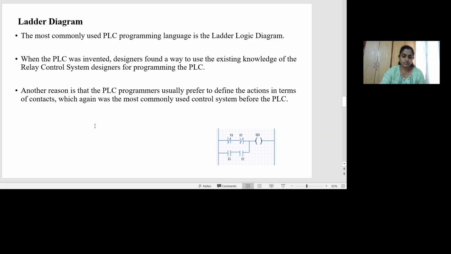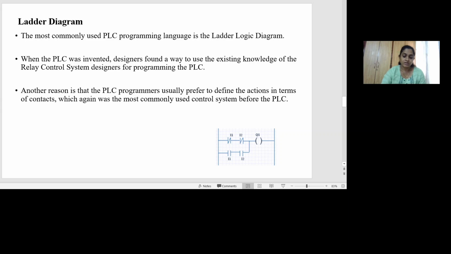The advantages include that it's more organized because we are using the rungs, meaning horizontal lines, here. So this way of programming is more organized, and it's easy to follow also. The second advantage is that the comments are readily visible, and the third and most important advantage is that online editing is also possible. So these are the three advantages of a ladder diagram.